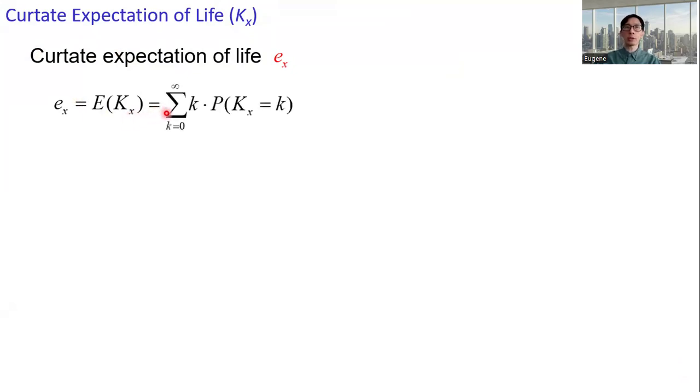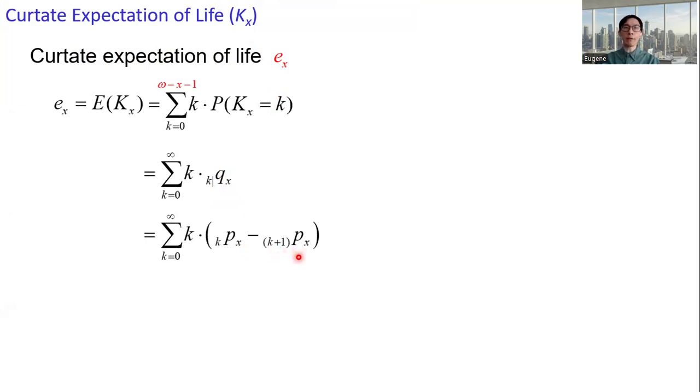So this is the summation of k times the probability that Kx equals k, with k from 0 to infinity. If there is an upper age limit, then the upper limit becomes omega minus x minus 1. This is the maximum complete number of years for an individual at age x. The probability that Kx equals k is k bar qx, and we can rewrite it as kpx minus k plus 1 px. The first term, when k is 0, is simply 0.